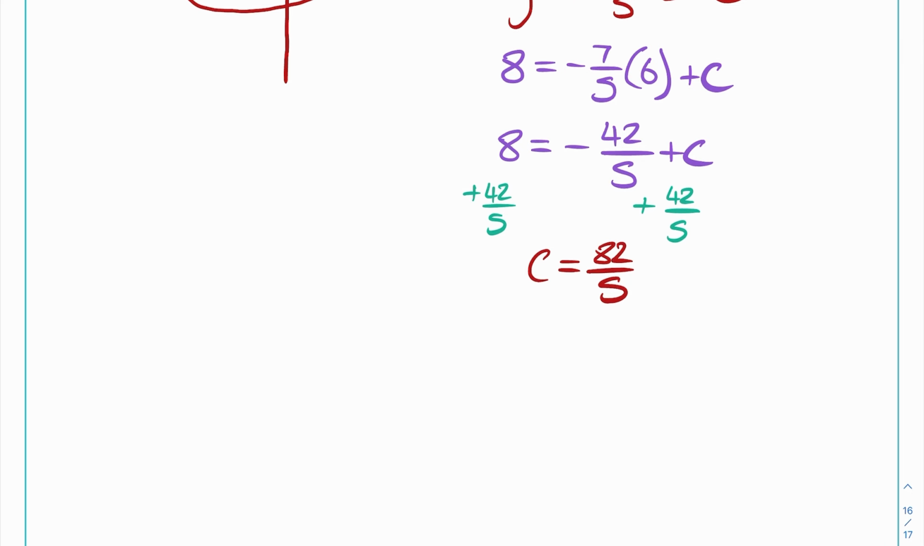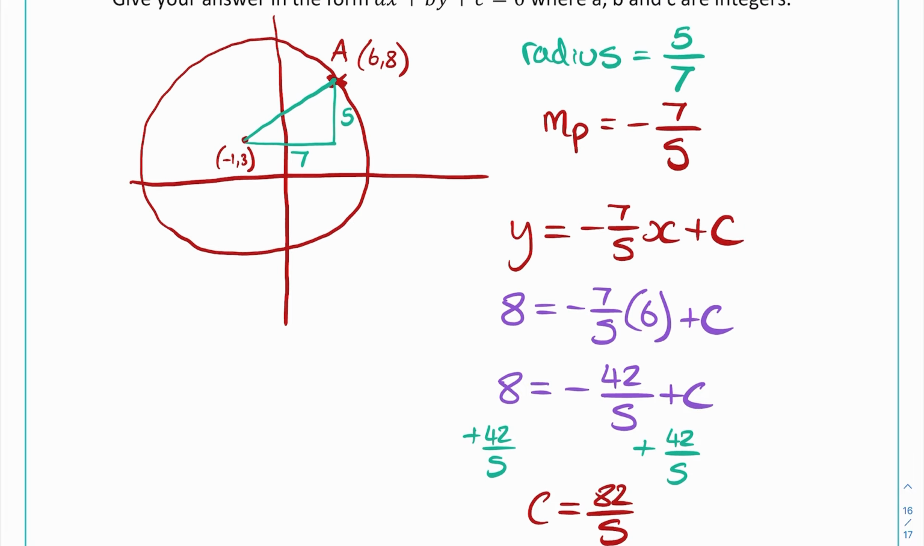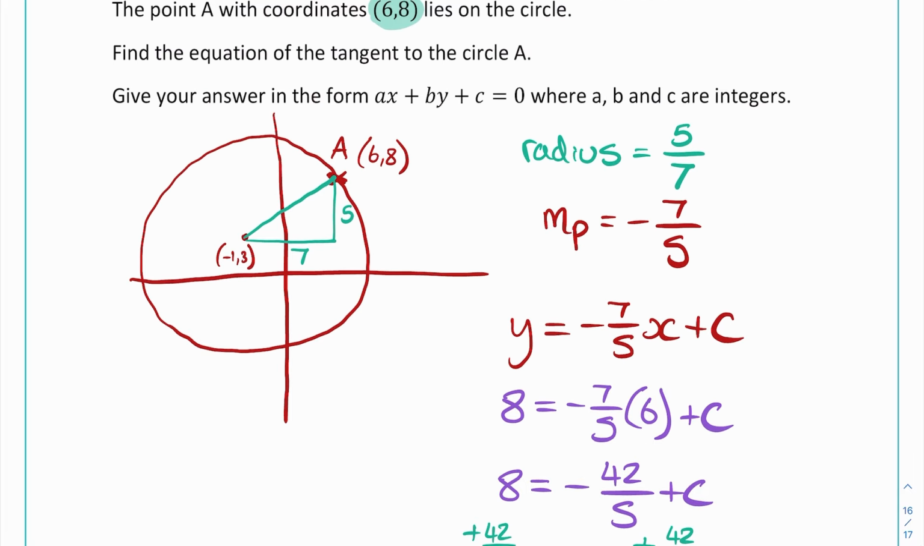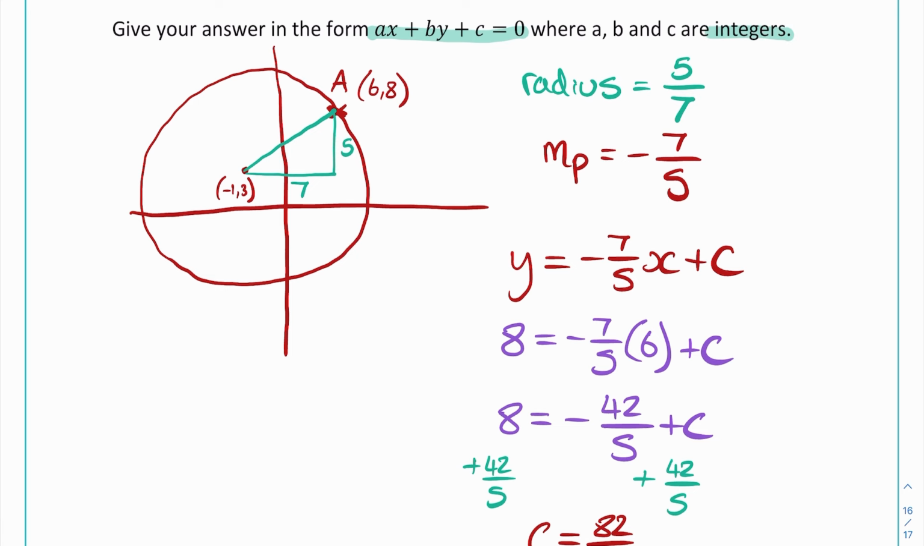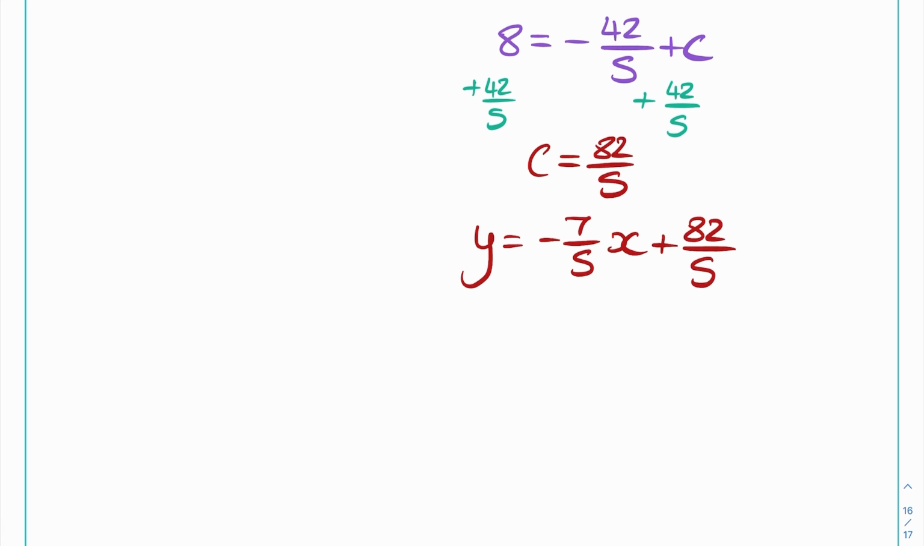So we can write the equation now, which is y is equal to -7 over 5 x plus 82 over 5. So there is the equation of the tangent, but this question says it wants it in this form. It wants it in the form ax plus by plus c, equal to 0, and a, b and c need to be integers, so they need to be whole numbers. So if we go down, how would we do that?